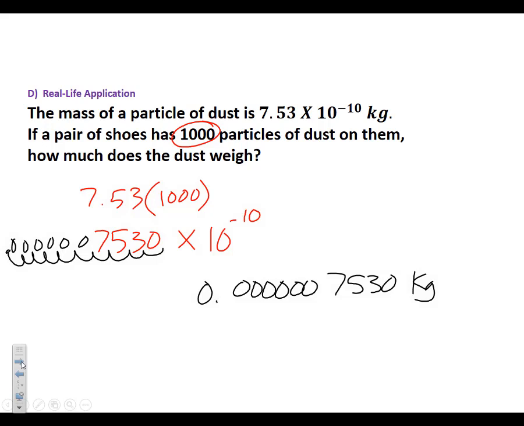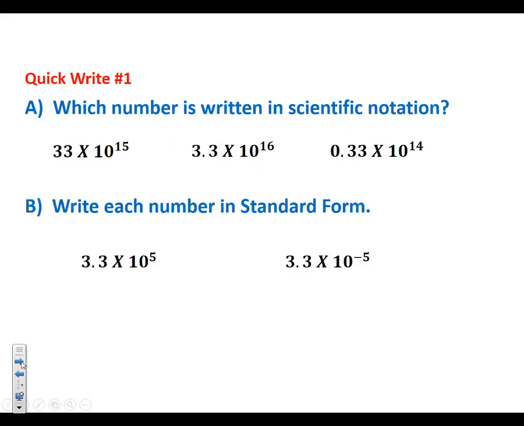All righty. Ladies and gentlemen, our first quick write. You might want to pause it so you can write all these down and then do what they say. A, are they written in scientific notation? And B, write them in standard form.